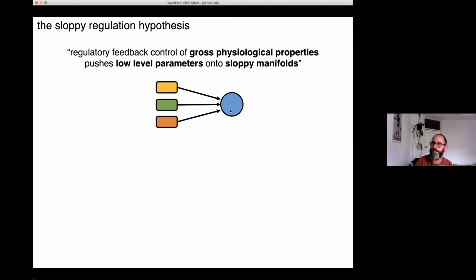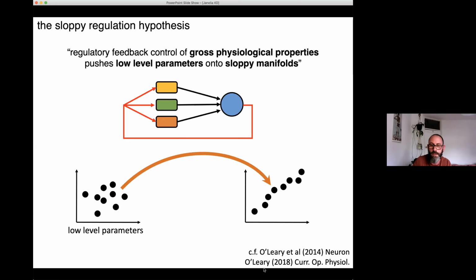However, we know that biological systems are self-regulating. So often this high-level property is fed back and controls, perhaps at the level of gene regulation, the abundance or state of all of these properties. So we might bring this feedback loop into the picture. When we do that generically, which is something I did in my previous work, we find that these low-level parameters get sucked onto these sloppy manifolds. So in a sense, we shouldn't be that surprised by the sloppiness, as Ben pointed out, or by the fact that there are to some degree correlations in these data. What that tells me is that where we should look to understand this is the regulatory logic.